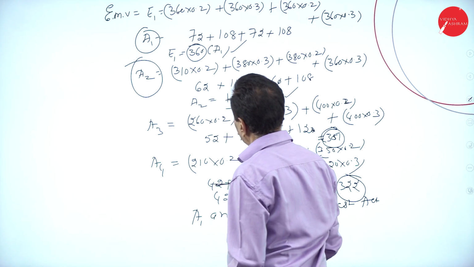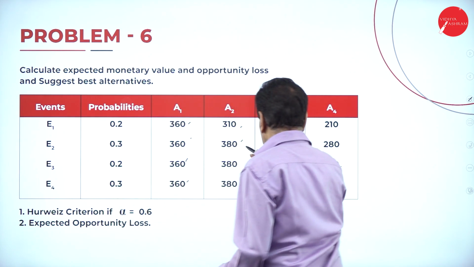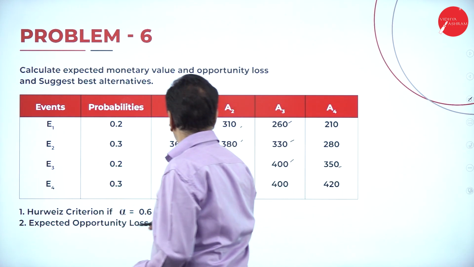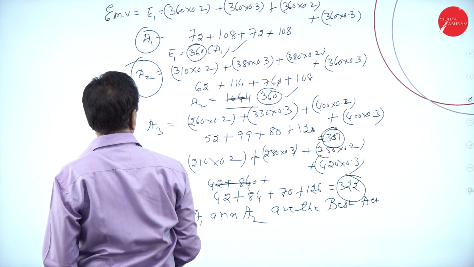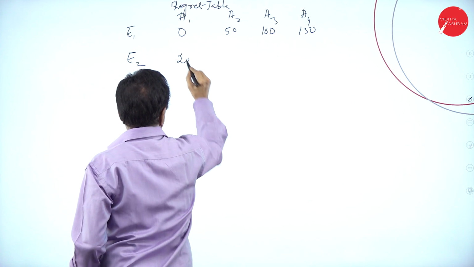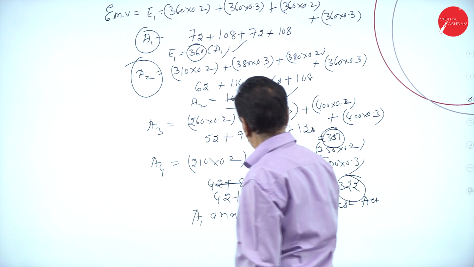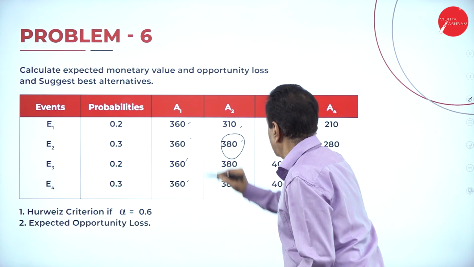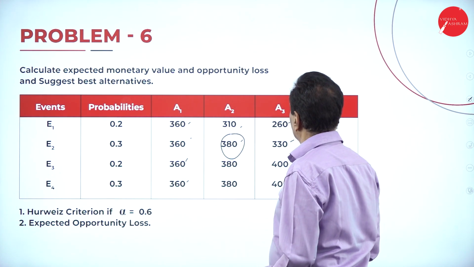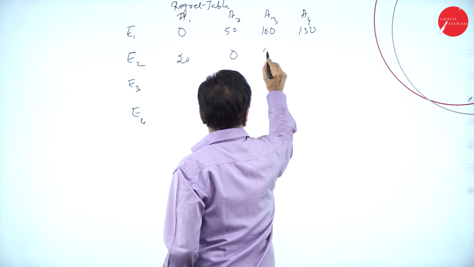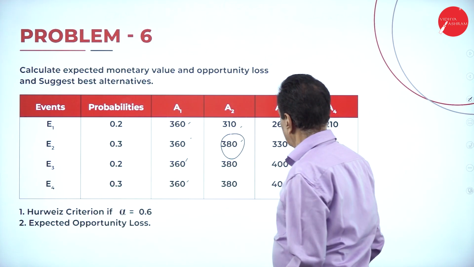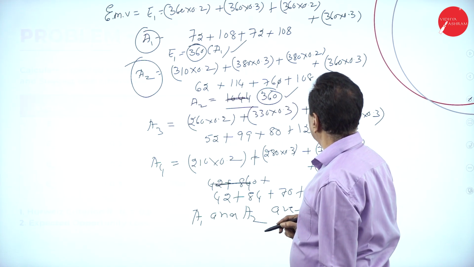Come back to second one. 380 is the highest. 360 means 20. This is 0. Then this I have taken. 330 means 50. Then 380, 280 means 100.